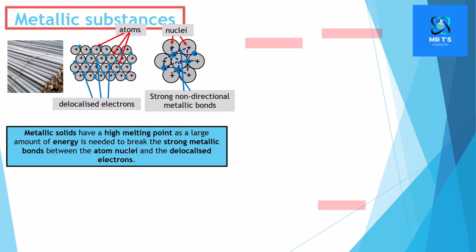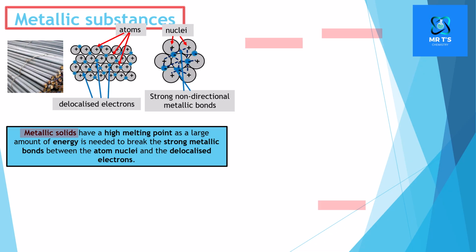Okay, what about metallic substances? Metallic substances are made up of atoms and delocalized electrons. Sometimes you might call them cations and delocalized electrons, because if there's electrons, then what's left is a cation. But I always just use atoms and delocalized electrons. And when I talk about the bonds, I talk about the bonds between the nuclei of the atoms and the delocalized electrons. And these bonds, I always write them down as strong non-directional metallic bonds.